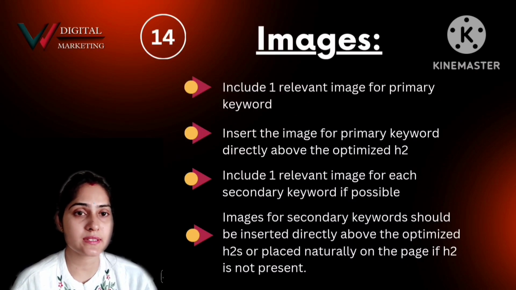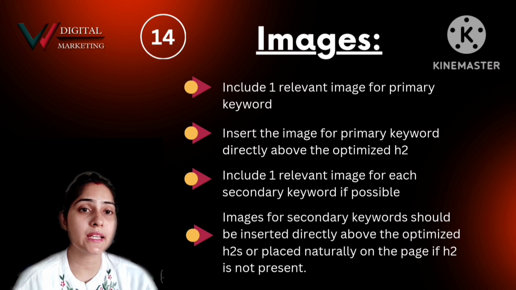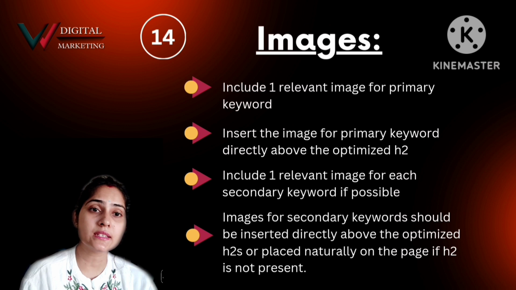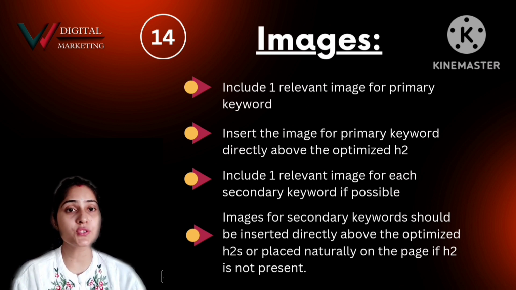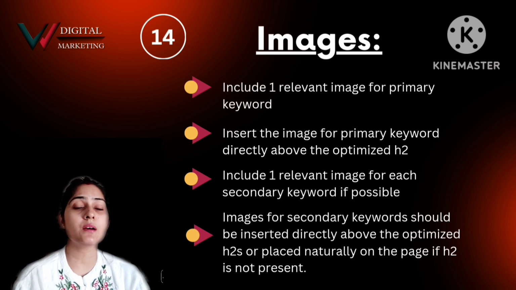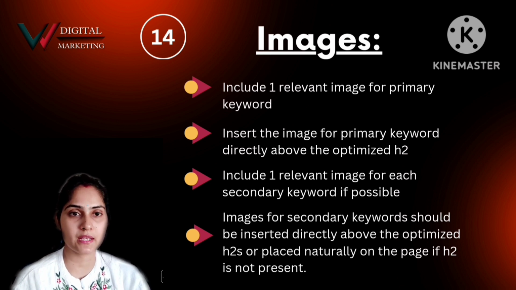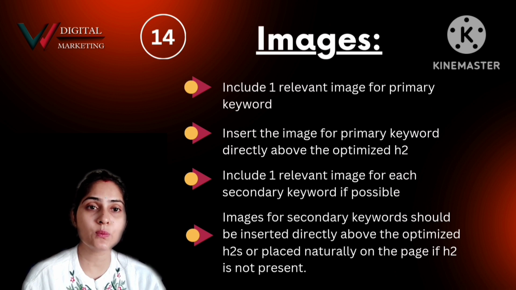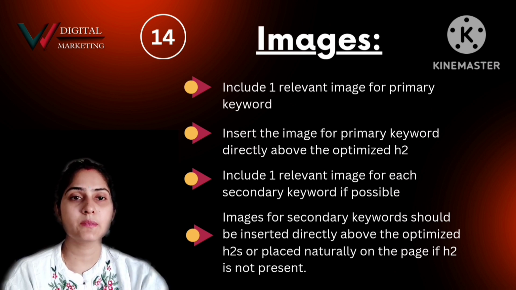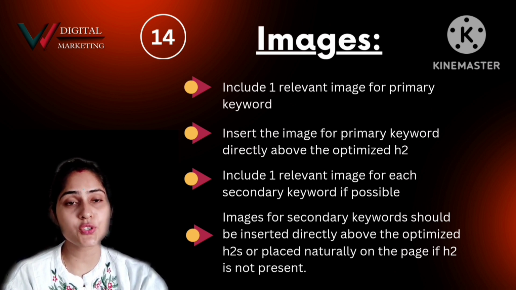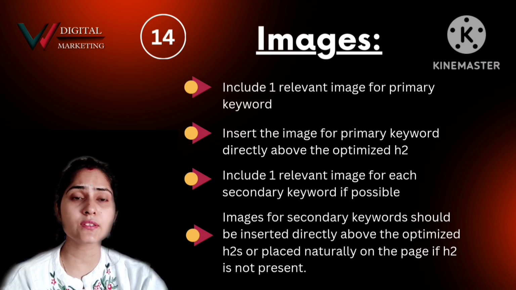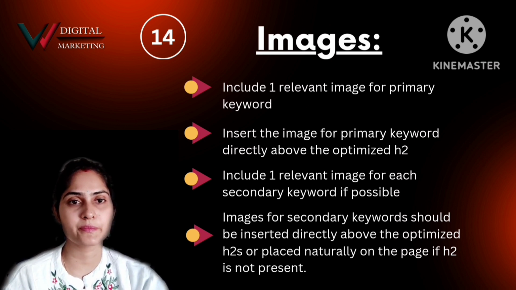Next is images. You should include at least one relevant image for the primary keyword and this image should be inserted just above the optimized H2 subheading. Include one relevant image for each secondary keyword if possible. Images for secondary keywords should be placed right above the optimized H2 subheading or placed naturally if there is no H2 present on the page.